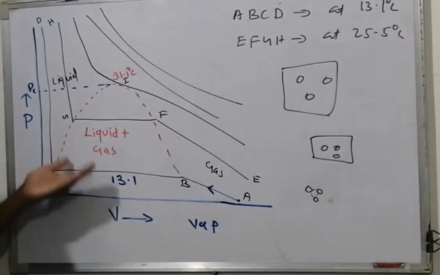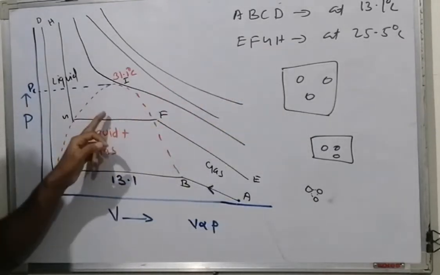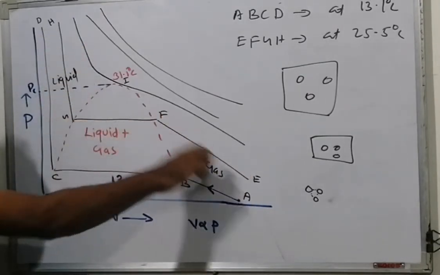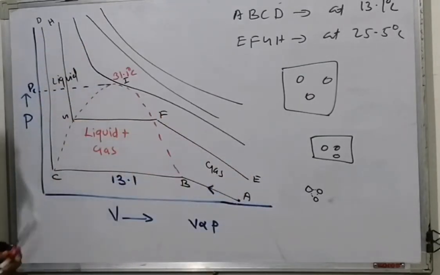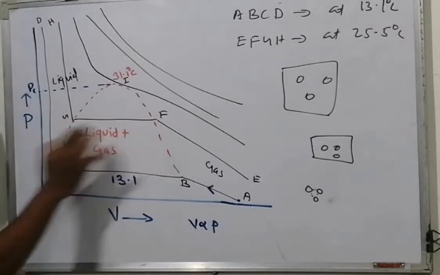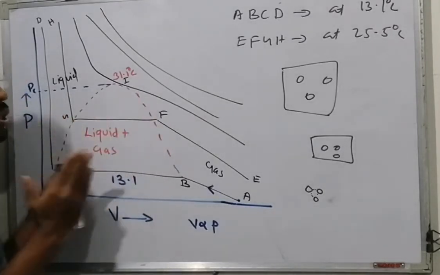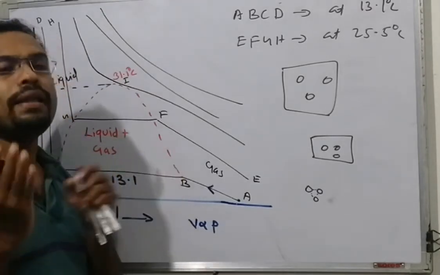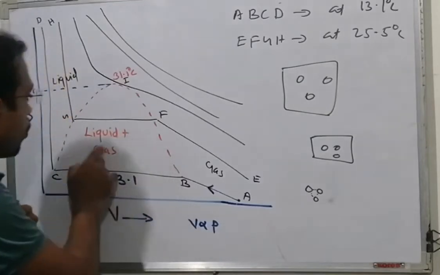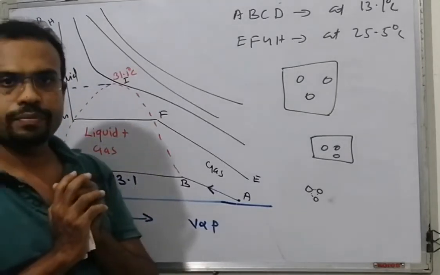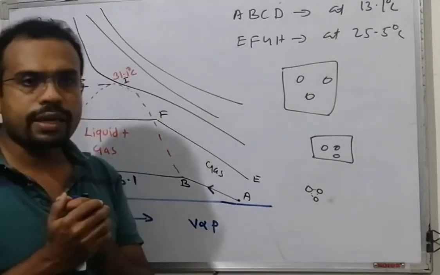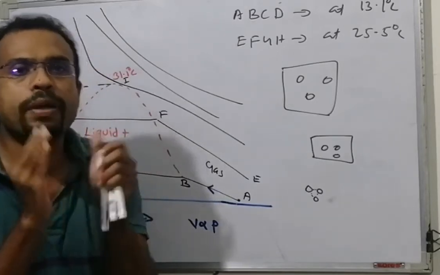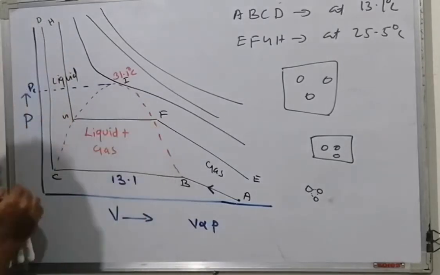Yes, now we can go to the same isotherm at a higher temperature, 25.5 degrees. You have the same shape of the graph, but have you noticed the length of this horizontal portion reduced? The area of both liquid and gas reduced. Or we can say, once again, all gases are converted to liquid within a short period of time. That is why this length reduced.